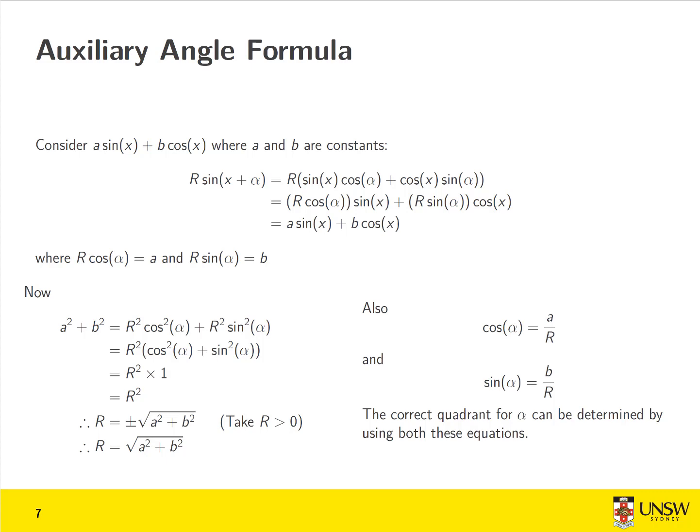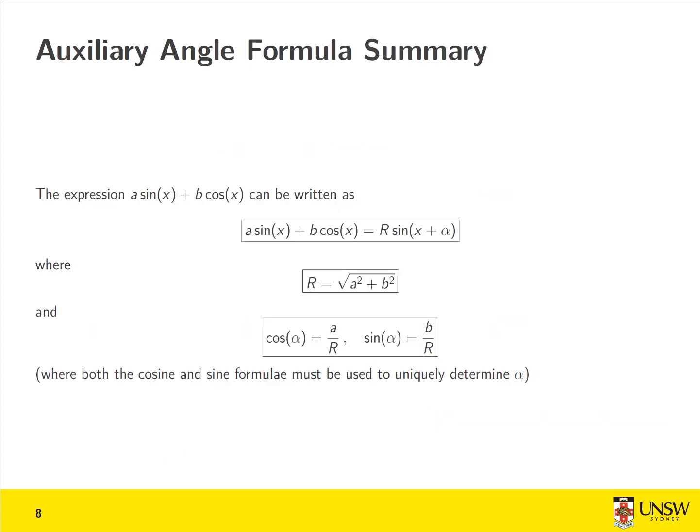To summarize the auxiliary angle formula statement, it is always possible to write a sine x plus b cos x in the form r sine of x plus alpha, where r equals the square root of a squared plus b squared, and alpha is found from the two formulae cos of alpha equals a over r, and sine of alpha equals b over r.